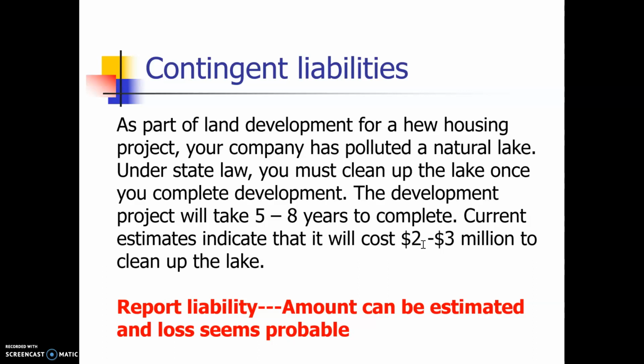We're getting more and more focused on sustainability and being green. So, there are consequences for pollution. And we can estimate it. Since the amount can be estimated, the loss seems probable. We're going to have to make a journal entry to show that we owe between 2 and 3 million, right? Companies don't like to carry liabilities on their balance sheet. If you think about financial analysis, it changes our debt ratio and makes it more risky to get loans. So we don't like to show the liabilities, but this meets the threshold for having to record it as a liability. So for 5 to 8 years, we're going to have that $2 to $3 million liability on our balance sheet.